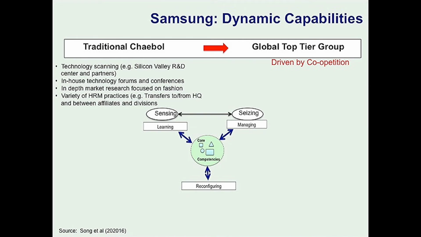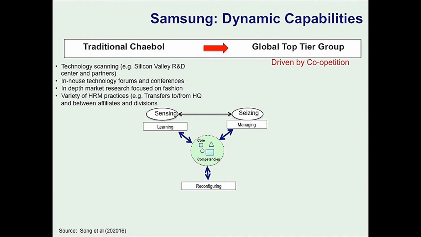So, starting again with sensing dynamic capabilities. Samsung established a range of routines to sense new technology developments. These routines included establishing an R&D centre in Silicon Valley to tap into developments there, and close cooperation with key suppliers and other partners and research centres. And it wasn't just technology. Unusually for such a company, it was also doing formal market research on fashion developments.